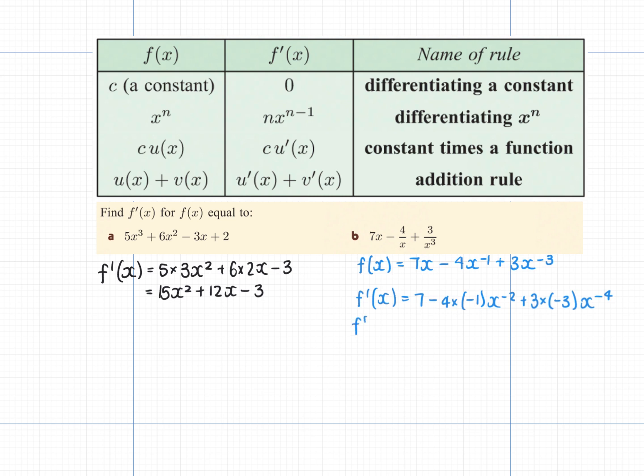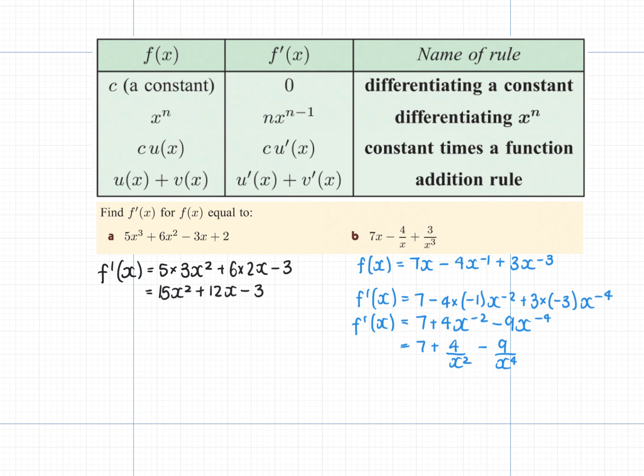We'll now go through and simplify this. 7 still remains there. Minus 4 times minus 1 becomes plus 4, so x to the negative 2. 3 times minus 3 is minus 9, x to the negative 4. Now you can leave it in that form, or you can rewrite it so it becomes 4 over x squared minus 9 over x to the 4. But it's perfectly fine to leave it in that form.